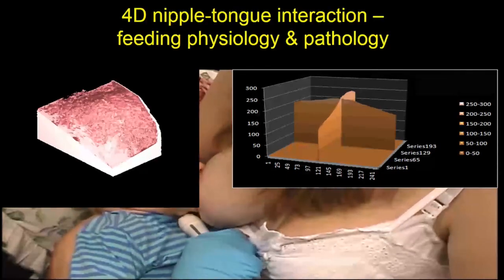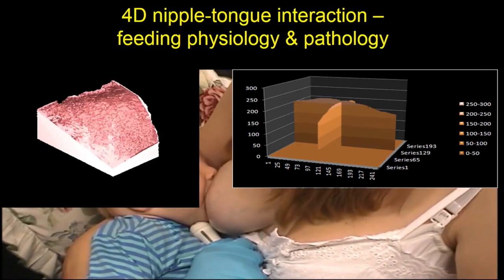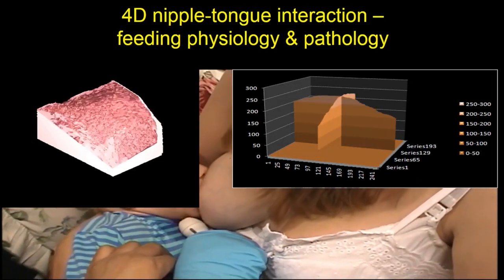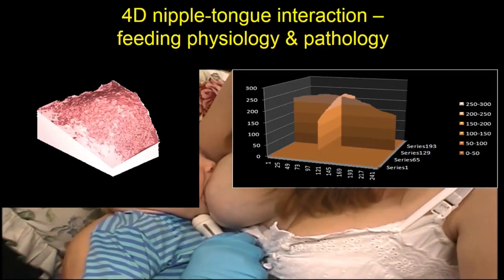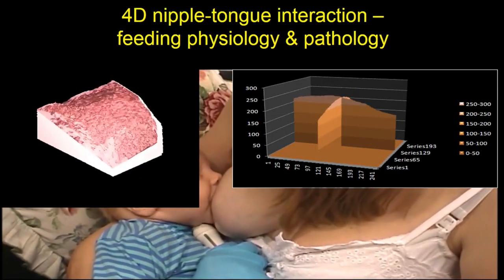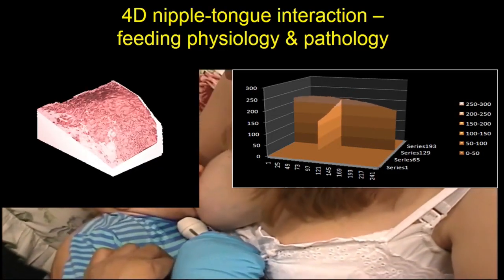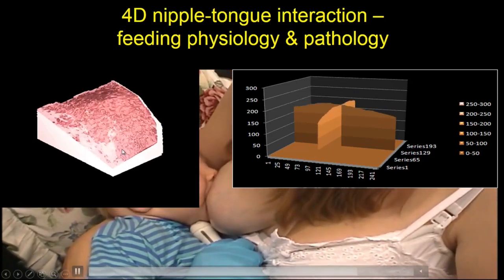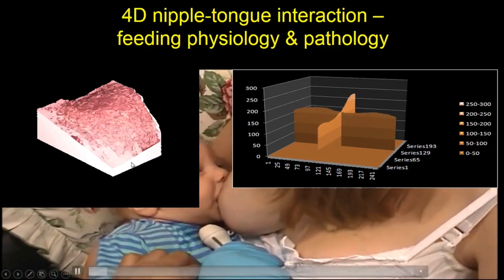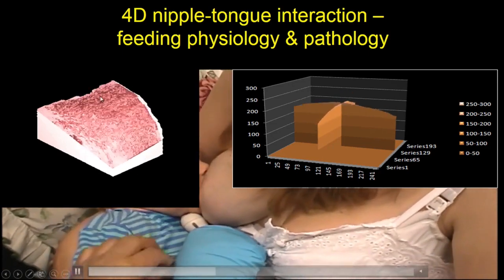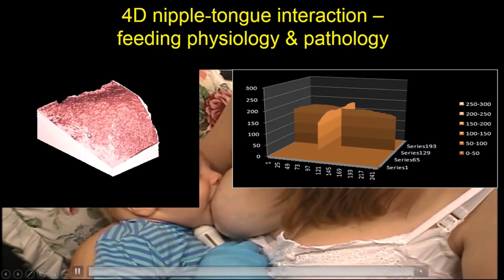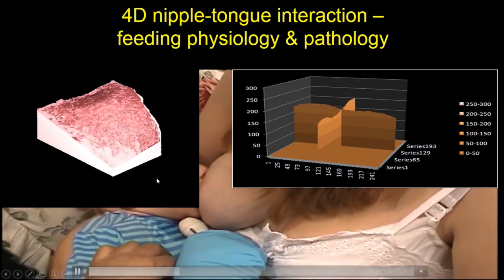Look at this newborn study of feeding physiology and pathology, where I put the probe under the chin to visualize the tongue. Now, on this side, where's the mouth? You can see the tongue. Could you tell me, is this the tip of the tongue, or is this the tip of the tongue? If you agree this is the tip of the tongue, raise your hand.